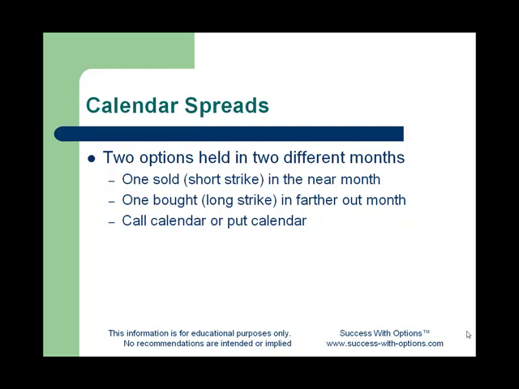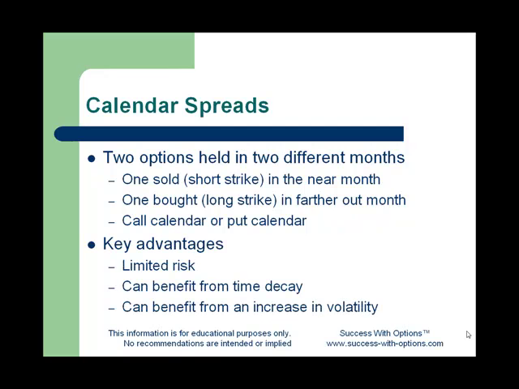Calendar spreads are made up of two options held in different months. One option will be sold, the short strike, and one will be bought, that's the long strike. A calendar spread will either be two put options, making it a put calendar spread, or two call options, making it a call calendar spread.